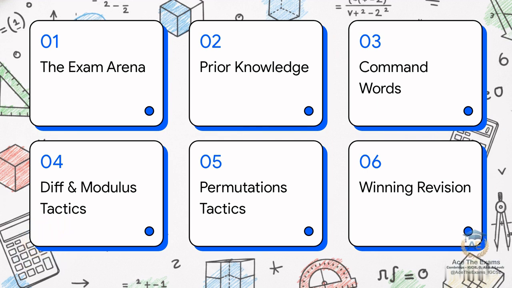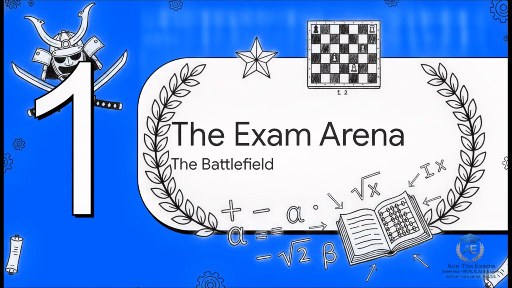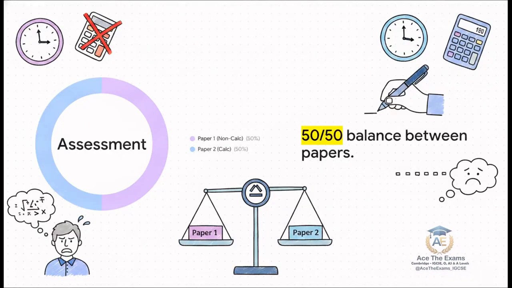Let's get moving. Section 1. The Cambridge Exam Arena. Understanding the battlefield. Every great warrior knows the terrain, right? Well, this assessment is perfectly balanced. 2 papers, exactly 2 hours each, carrying an identical 50% weight of your final grade. Paper 1 is non-calculator. Paper 2 allows a calculator.